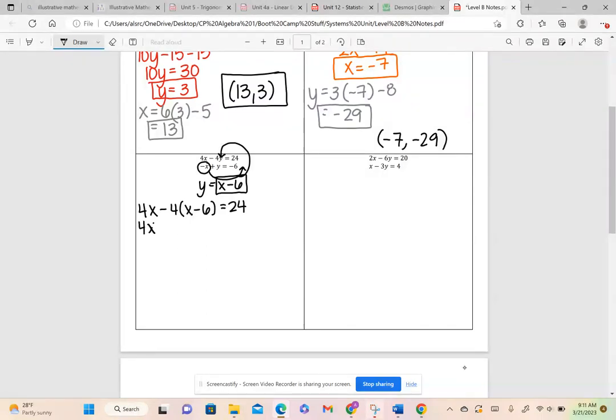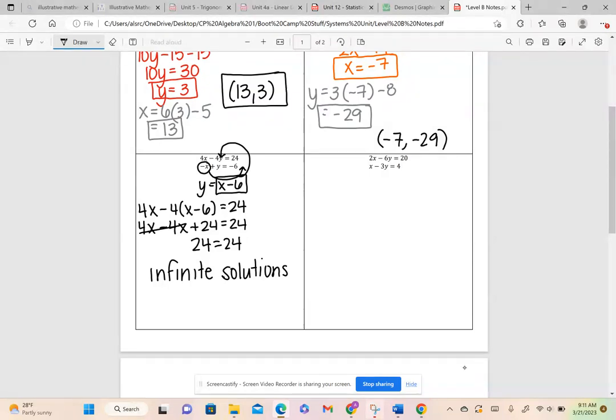Bring the 4x down, distribute the negative 4x. So negative 4x plus 24 equals 24. Those 4x's cancel. Now the question is, does 24 equal 24? It does. So this means it's infinite solutions. They're the exact same line.